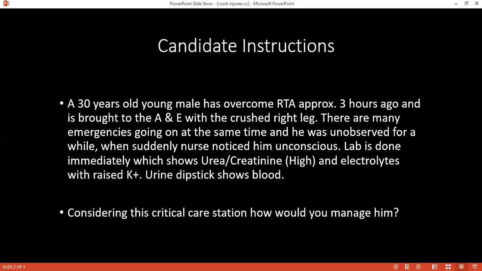So rhabdomyolysis is the breakdown of skeletal muscle cells due to any trauma or long-term crush. Good. Other than road traffic accident or trauma, what else can cause rhabdomyolysis? Can you give any other causes? Other than road traffic accident, it can be severe burn. It can be secondary to assault, fracture, long bone fracture.